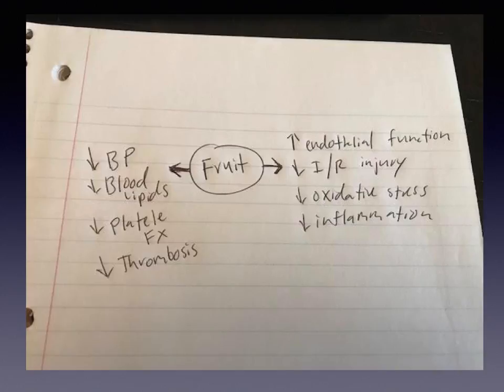So overall, blueberries have anti-atherogenic and anti-inflammatory properties, lower your blood pressure, and improve oxidative parameters and vascular reactivity. And fruit in general will protect the endothelial function, decrease your blood lipids, decrease your blood pressure, alleviate ischemia reperfusion injury, and inhibit thrombosis.